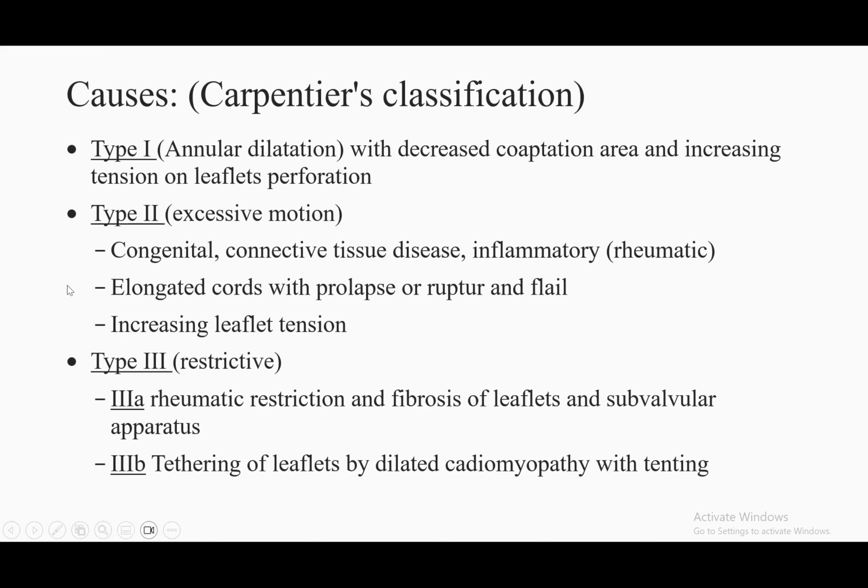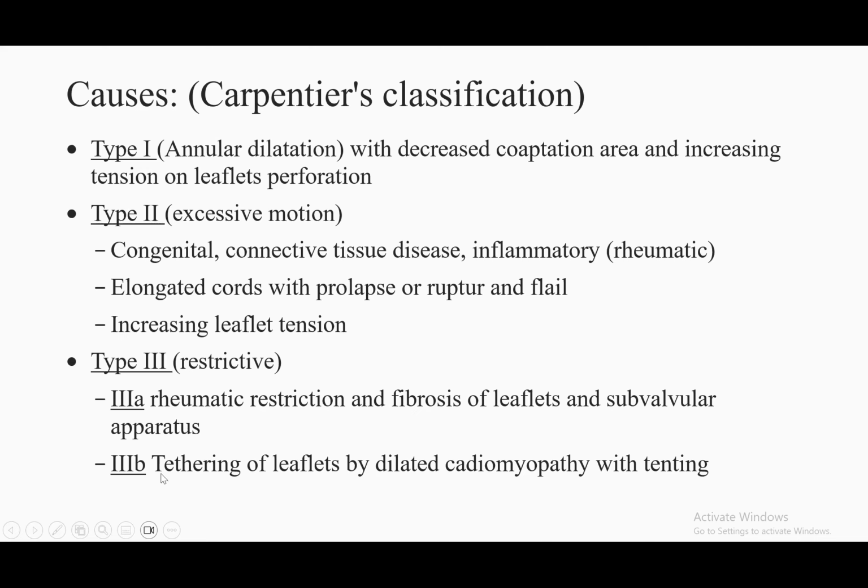Type 3 is restrictive, like for example rheumatic restriction and fibrosis of leaflets and the subvalvular apparatus with shortening of cords. These cases are usually accompanied by mitral stenosis due to fusion of the commissures. This is called type 3A, in which the restriction is in the leaflets themselves, in the tissue of the leaflets by fibrosis.